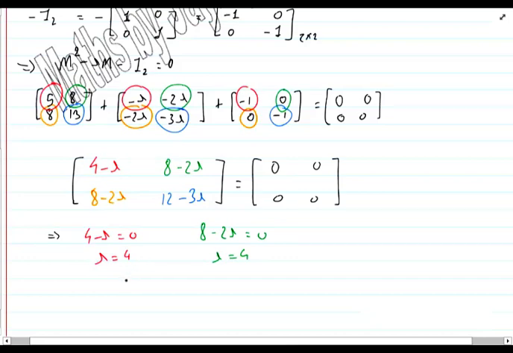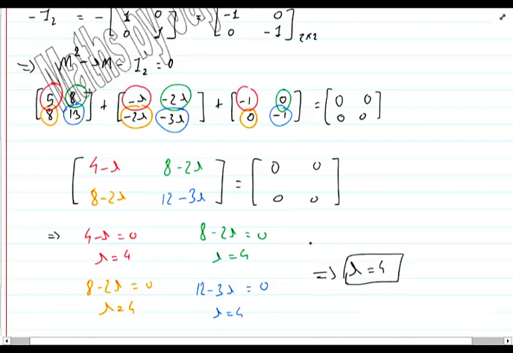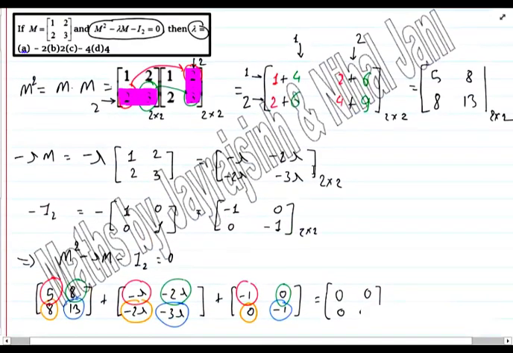Then and only then is a unique solution possible. Okay, so the third term is 8 minus 2 lambda, which will give us lambda is equal to 4. The last one, 12 minus 3 lambda is equal to 0, will give us lambda is equal to 4. So tada, lambda is equal to 4 satisfies all the conditions, right? So our final answer is option D.